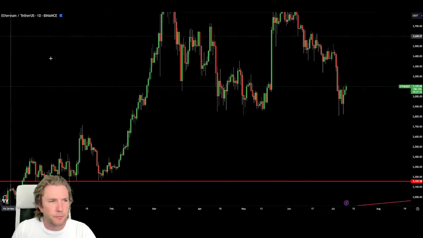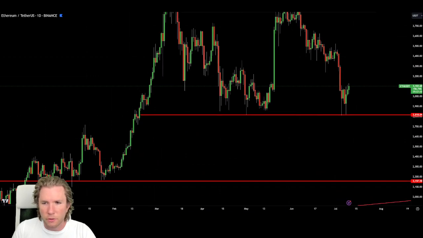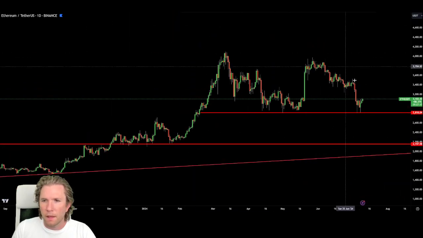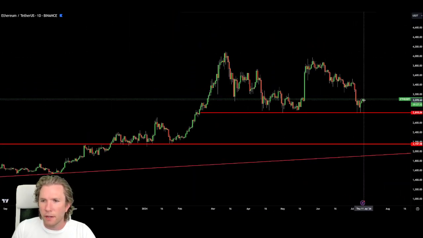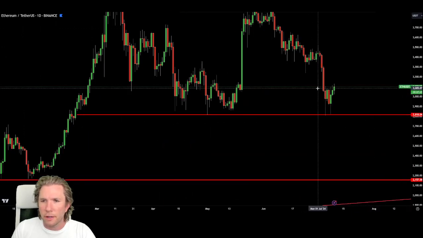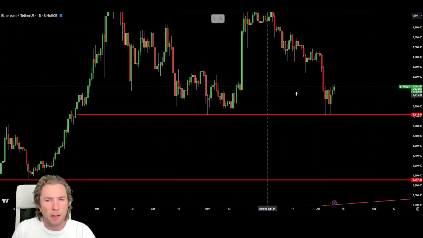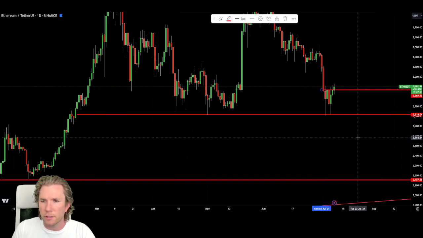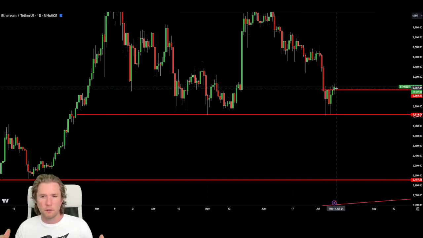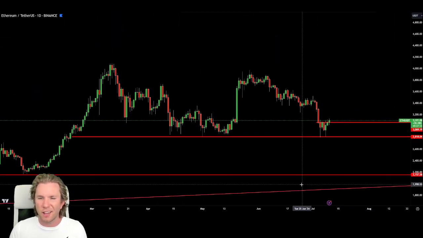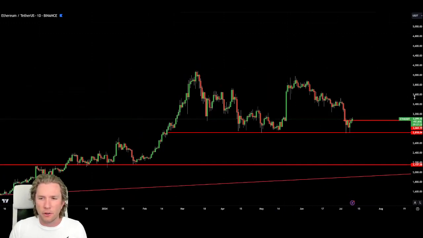First off, we retested this weekly support and we held it, and we're getting a confirmation bullish candle. The other thing is we're breaking back above the weekly resistance here. So if we can hold till Sunday above this level, then we can assume that we're still holding a bit bullish. And Ethereum's looking good.